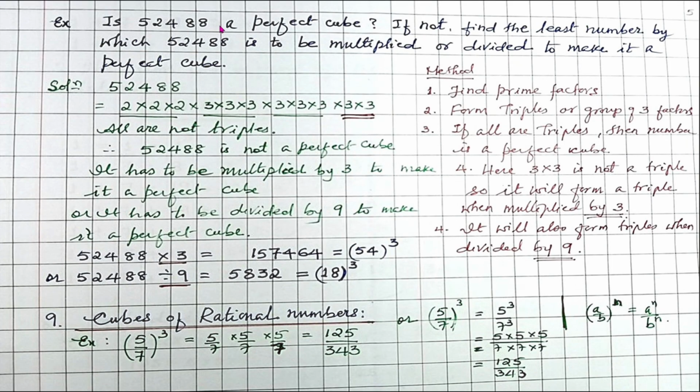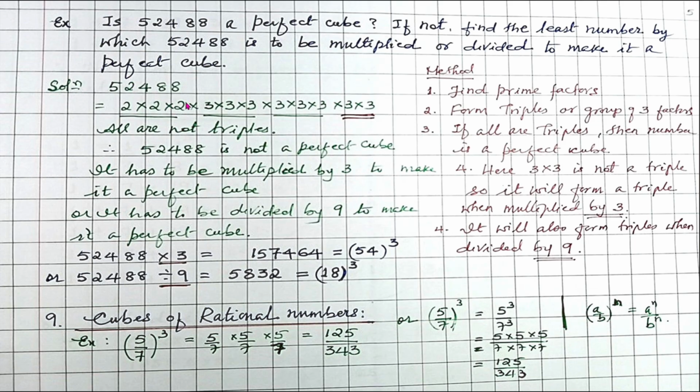Now to check if 52488 is a perfect cube, and if it is not a perfect cube, then what has to be multiplied to it, or by what it has to be divided to make it a perfect cube. So let us understand this. Now 52488, the first important step is to find the prime factors. Find the prime factors, we get a triple of 2, a triple of 3, again a second triple of 3, and a pair of 3.